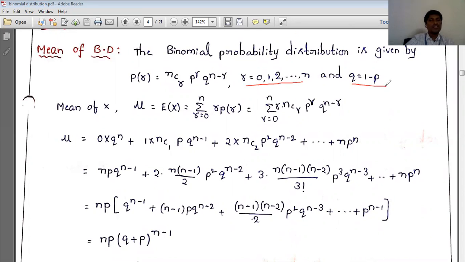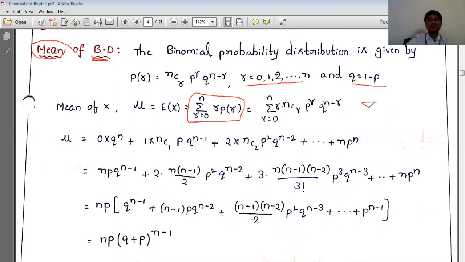And from the relation, we already know that P plus Q is equal to 1. Now we are going to calculate the mean of the binomial distribution, which is discrete. So what is the formula for the mean in discrete random variables? Summation R P of R, right? Summation R P of R.